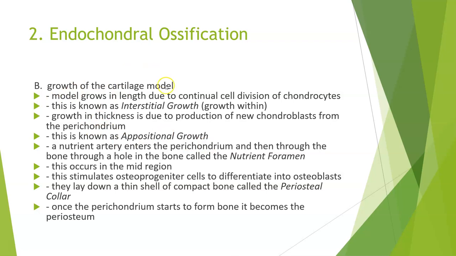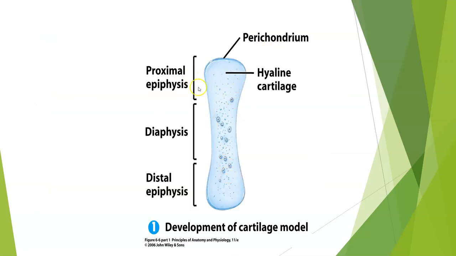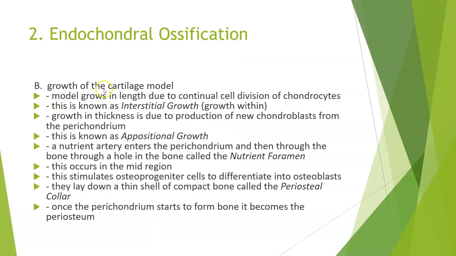Now we have the cartilage model, which is this. We have the cartilage model that will eventually become the future bone. This model will grow in length due to continual cell division of the chondrocytes. This growing of length is known as interstitial growth, or growth within. It will also grow in width. So growth in thickness is due to production of new chondroblasts from the perichondrium. So length is due to cell division of chondroblasts. Width or thickness is due to production of new chondroblasts from the perichondrium. And this is known as appositional growth.